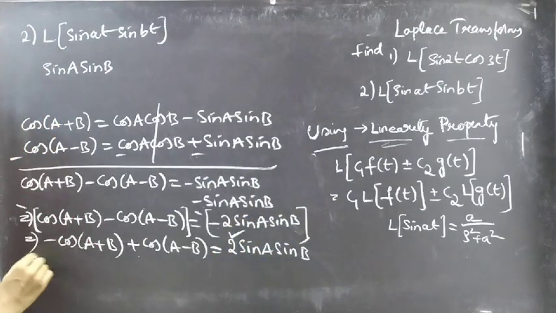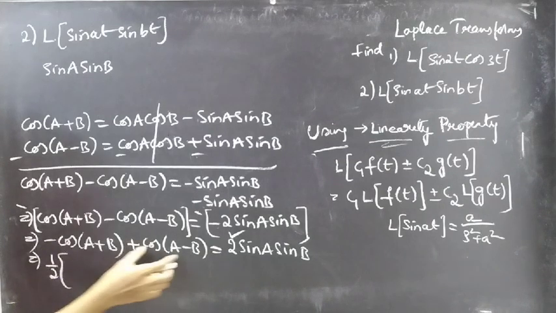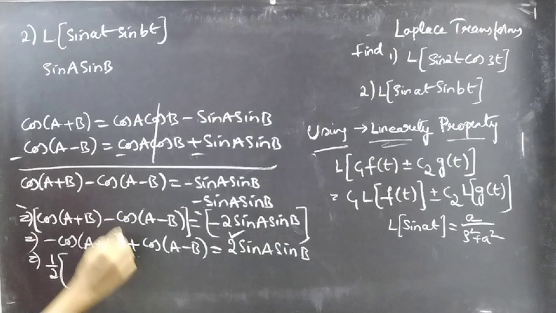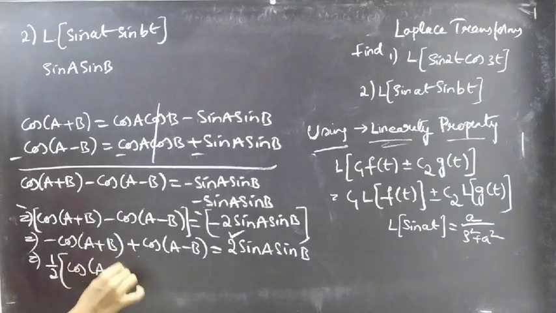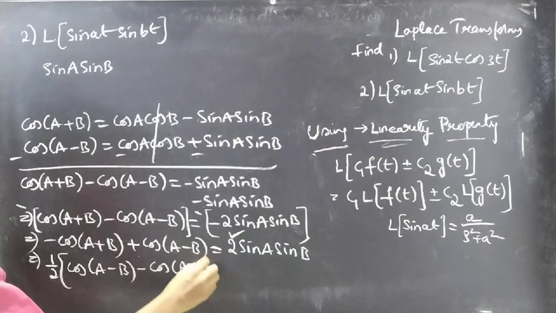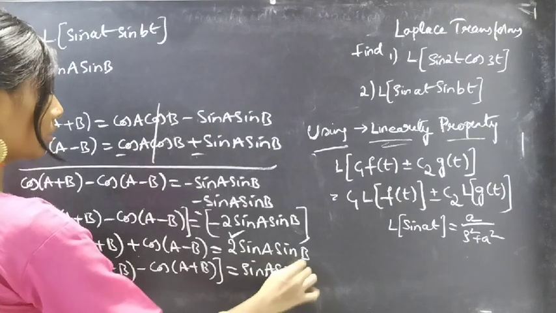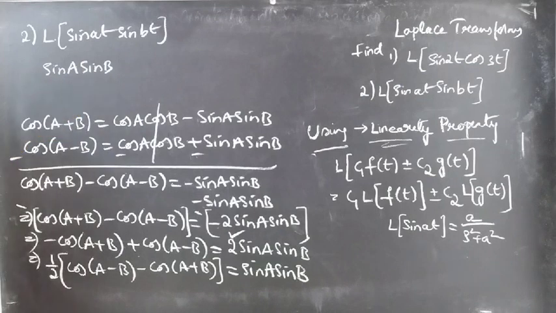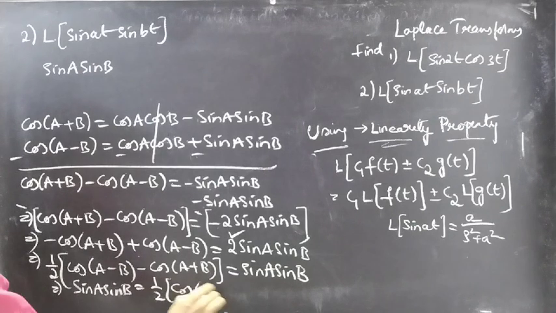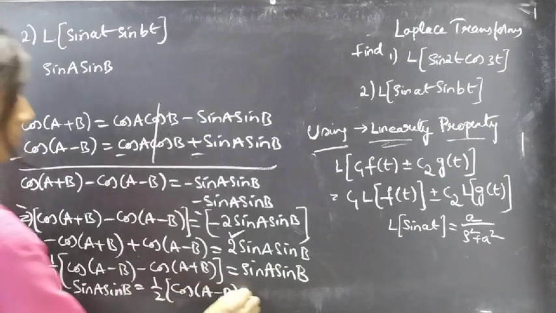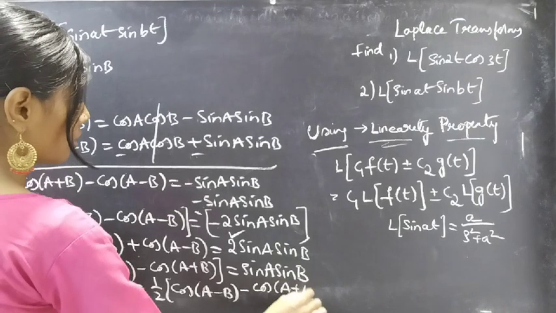Now bring this 2 to LHS, we'll get 1 by 2 into, I'll write these two terms as, first I'll consider the term which involves plus sign, so I'll get cos A minus B. Now I'll write the term involving minus sign, so I'll get minus cos of A plus B, equal to sine A sine B. So you got the formula involving sine A sine B. Sine A sine B equal to 1 by 2 of cos A minus B minus cos A plus B.